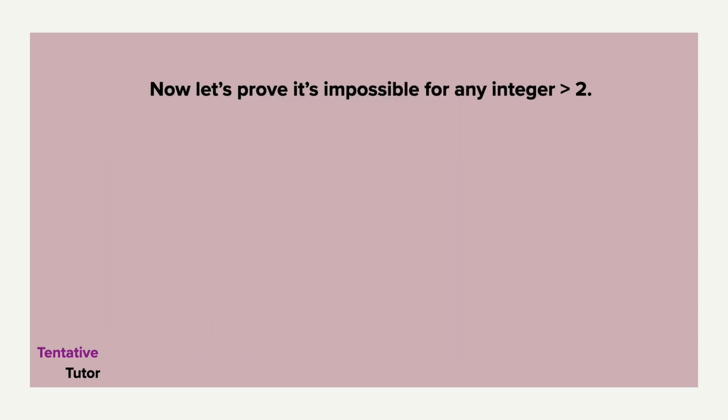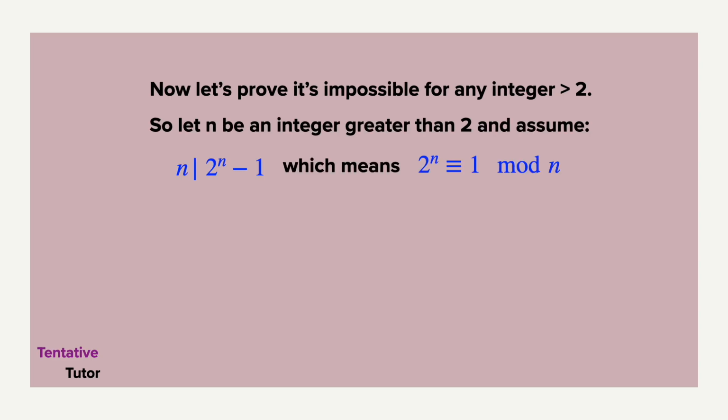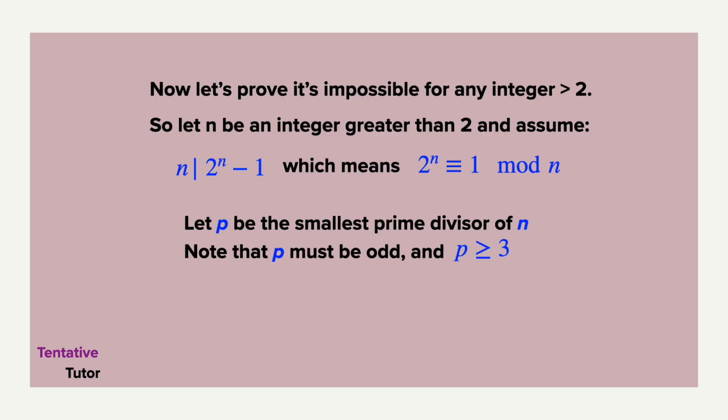Now let's prove our result is impossible for any integer greater than 2, meaning greater than or equal to 3. Let n be an integer greater than 2, and assume that n divides 2 to the n minus 1. Of course, that means 2 to the n is congruent to 1 mod n. Let p be the smallest prime divisor of n. Since n is odd, p must be odd, and p is greater than or equal to 3. Since p divides n, p must also divide 2 to the n minus 1. That is, 2 to the n is congruent to 1 mod p, just as we did in the examples.